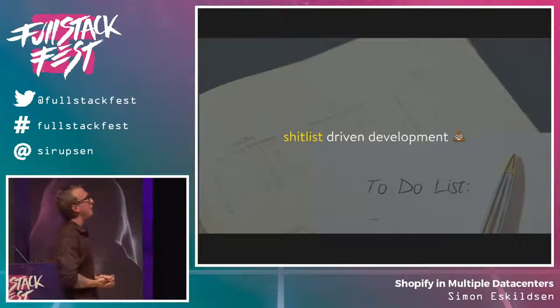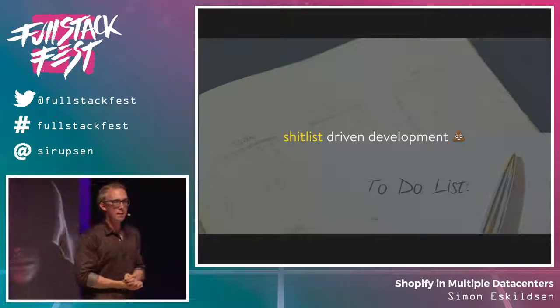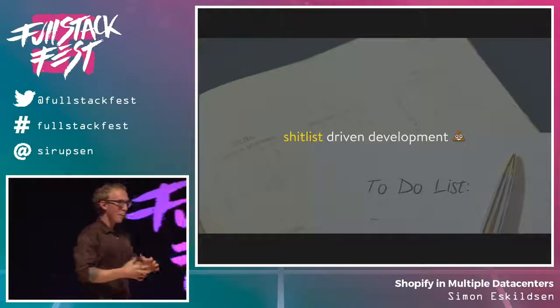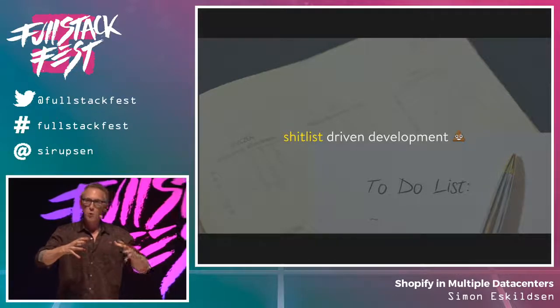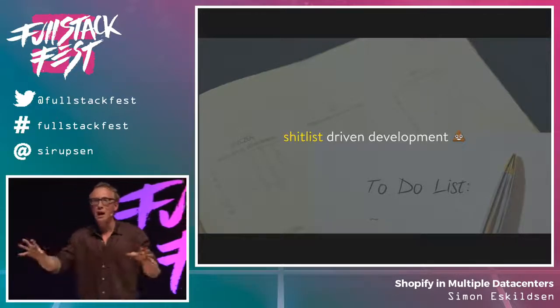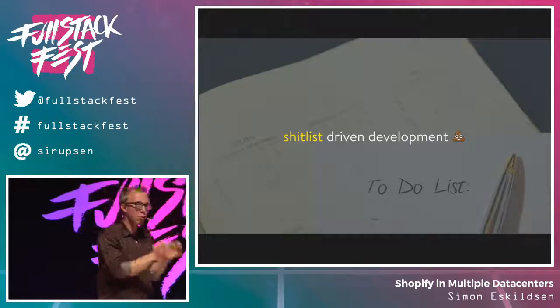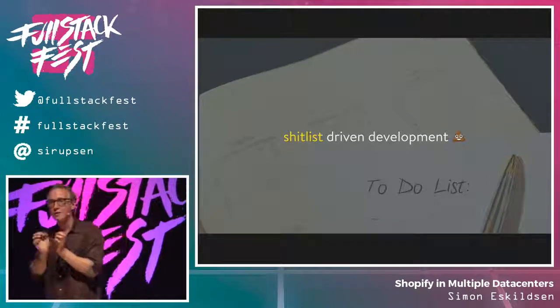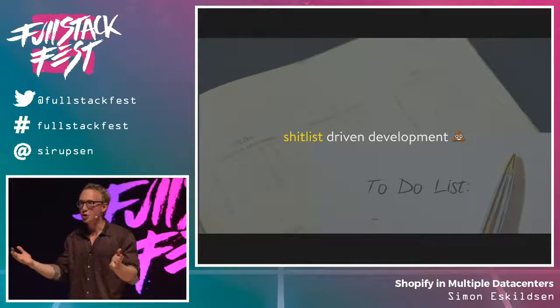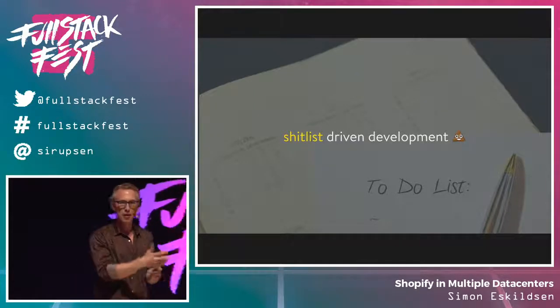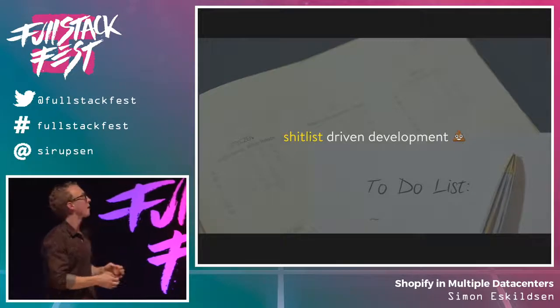And so we came up with this thing called shitlist-driven development. Because to honor these two rules, we had 500, if not 1,000 different code paths that violated these rules. Our infrastructure for 12 years had relied on the very underlying assumption that you could do these two things. You didn't have to care. Shopify could just figure it out at runtime when the request came in.